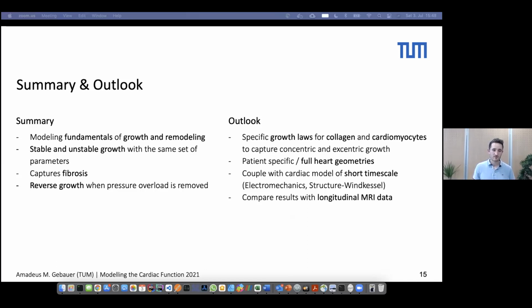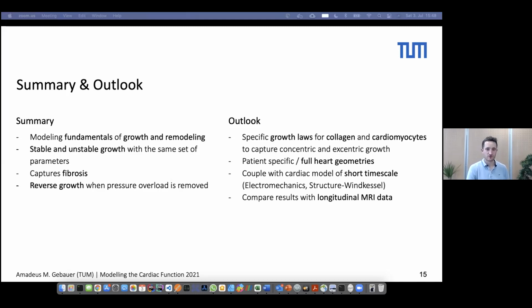So what we have seen is that my model captures the fundamentals of growth and remodeling. We try to make some fundamental assumptions and model them. This model is capable of describing stable and unstable growth with the same set of parameters. So only the external forces determine whether we end up in a stable or unstable regime. Since we are modeling growth and remodeling for each constituent separately, we can also capture fibrosis. And we have also seen that this model can show reverse growth when pressure overload is removed.